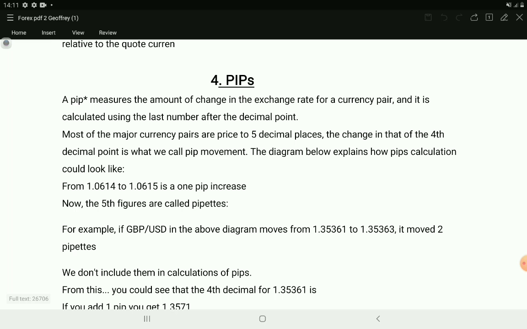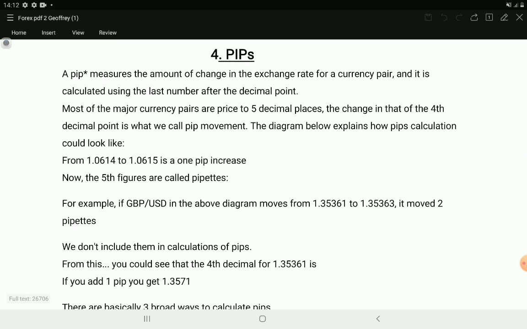And if you don't know this, it will be difficult for us to calculate our losses and profits in the forex market, right? Now, from 1.0614 to 1.0615, how many pips do we have there? What is the pip difference? It is a difference of 1 pip, right? Yeah, that's how we calculate our pips.